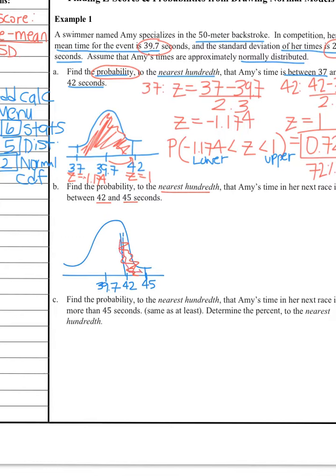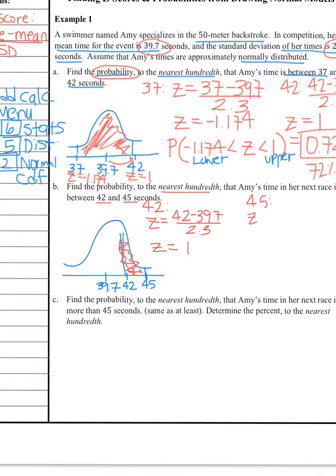So we want to find the z-score for both of these numbers. So we've got a z-score for 42 and a z-score for 45. Okay, so we've got z equals your given value, so 42 minus your mean, 39.7, divided by the standard deviation of 2.3. And when you type that in, hit enter, you get a perfect 1.